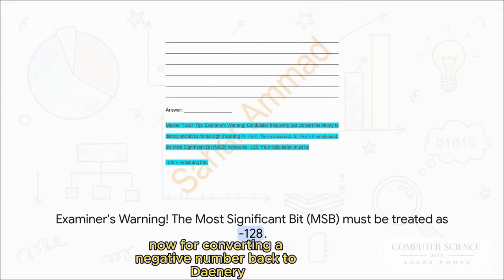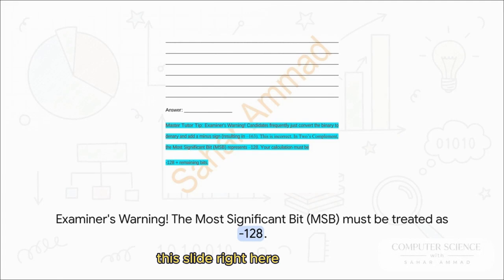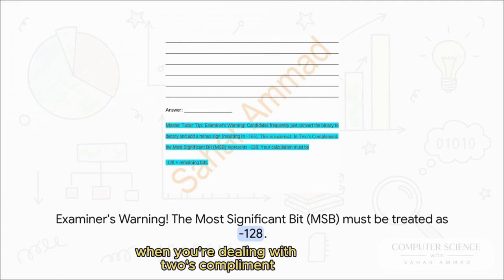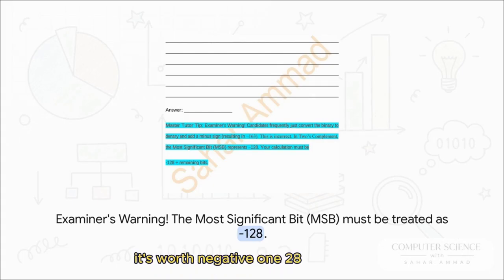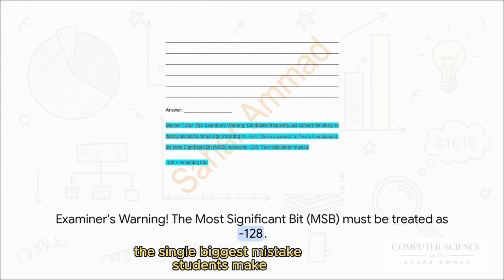Now for converting a negative number back to denary, this slide right here is the most critical rule of them all. When you're dealing with 2's complement, that very first bit on the left, the most significant bit, it's not worth positive 128, it's worth negative 128. This is, without a doubt, the single biggest mistake students make. Get this right and you're already way ahead of the game.